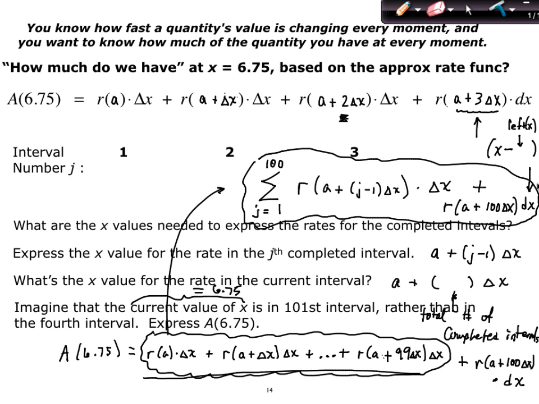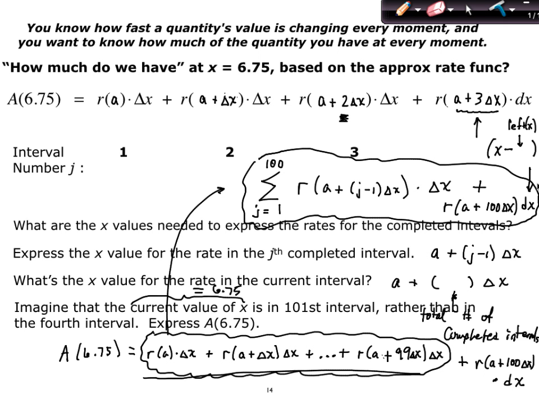But the last thing is, it's not necessarily going to be 100 completed intervals. As x increases, that number of completed intervals is going to change too, according to x. So this actually is going to be a function of x too, right? As x increases, the number of completed intervals will increase. So that will be in terms of x as well.